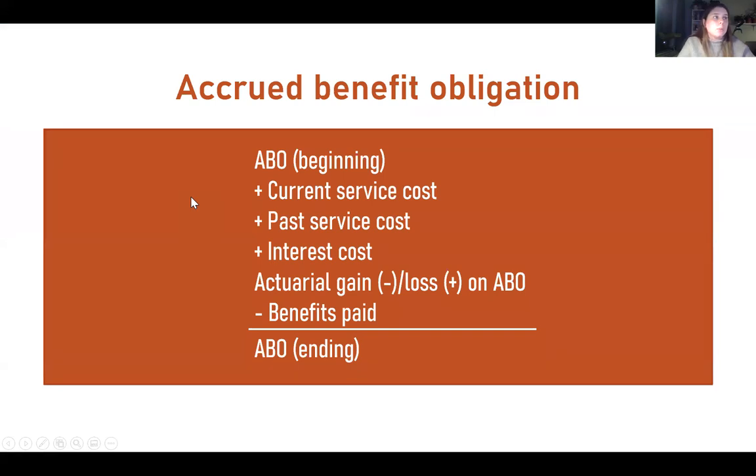So to calculate the accrued benefit obligation, you start with your balance in the beginning. You add your current service costs. We're going to go over all of these in a minute. So you add your current service costs, your past service costs, your interest costs. You deduct your actual gain on ABO, or you add your actual loss on ABO, and you remove your benefits paid to get to your ABO ending.